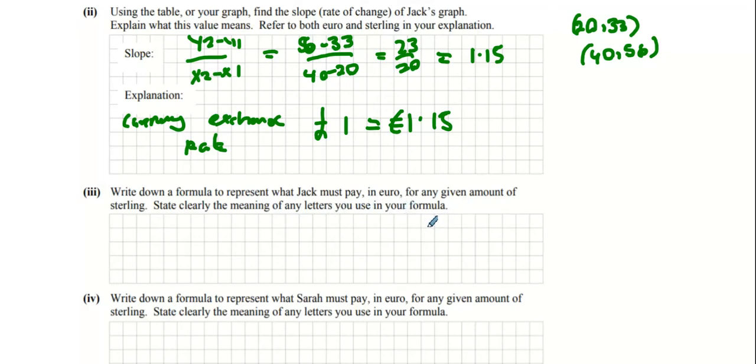Write down a formula to represent what Jack must pay in euro for any given amount of sterling. State clearly the meaning of any letters that you are using. Okay. So let's do this. Now, there is a problem with this, all right? We'll show you the problem.